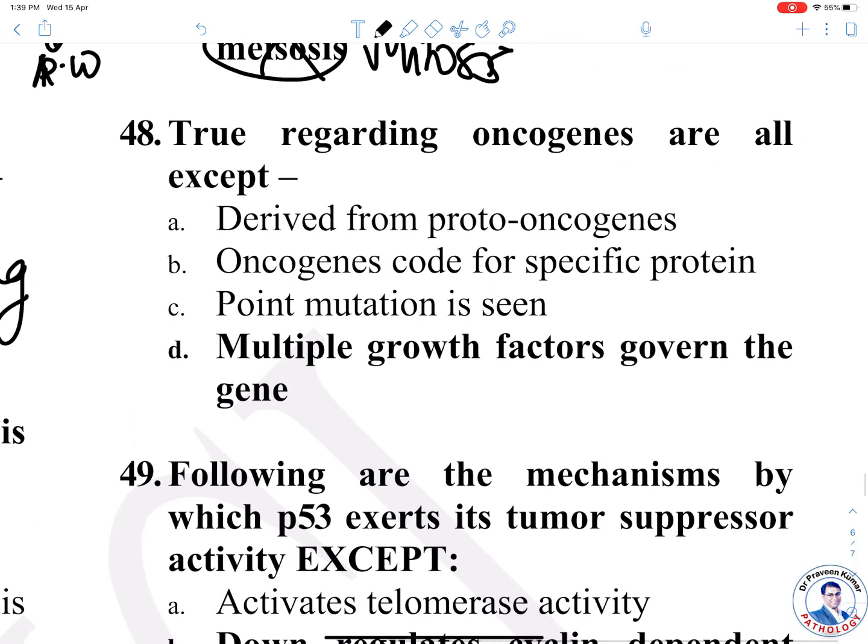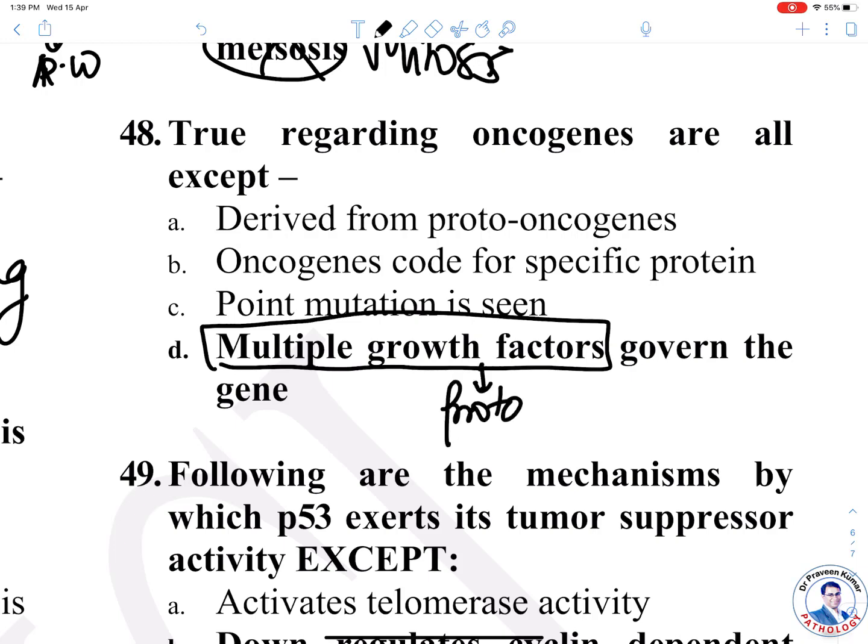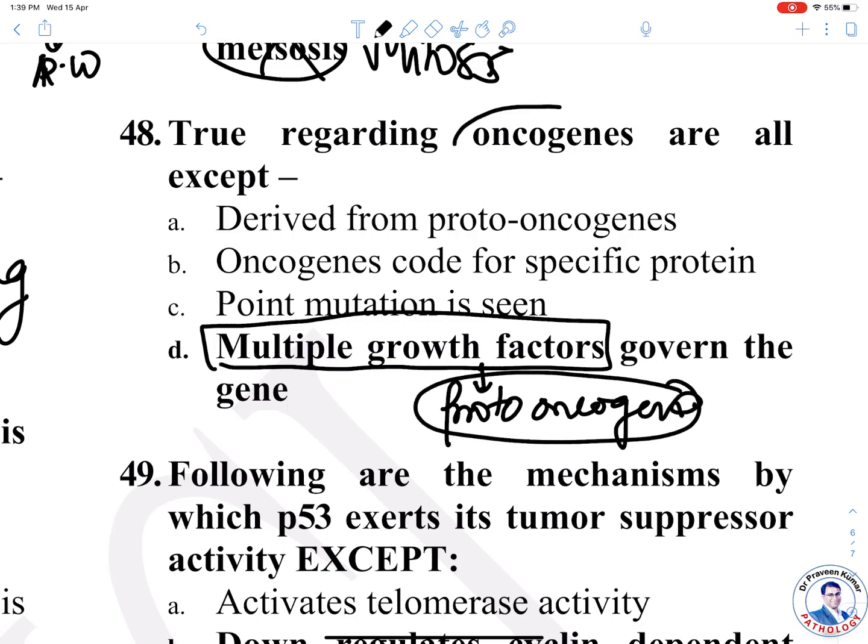Question 48, true regarding oncogenes are all except. So remember, oncogenes will never require multiple growth factors. Multiple growth factors will be required for proto-oncogenes. Oncogenes are basically self-sufficient, and therefore the first hallmark, self-sufficiency in growth signals, is about the oncogenes. The answer is D.